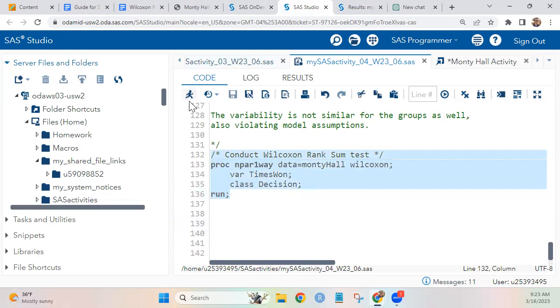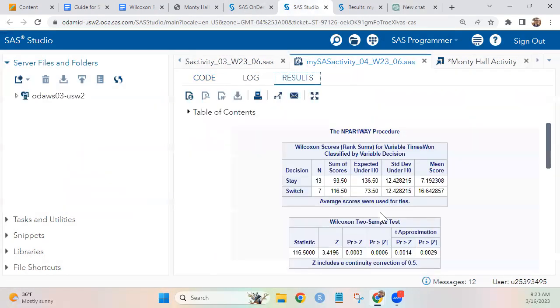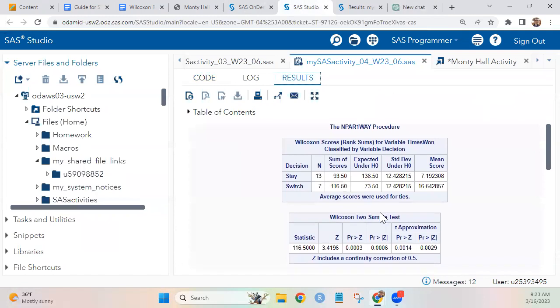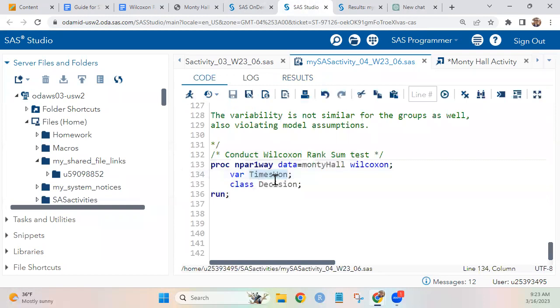So we run our code, and then here are the Wilcoxon rank sum test results. The NPAR in NPAR one way is for non-parametric, because this is a non-parametric test. There are actually a lot of non-parametric tests you can run with proc NPAR one way. I believe it's called one way because there is one grouping variable, or one explanatory variable, whereas two-way ANOVA is called that because there are two explanatory variables. Okay.